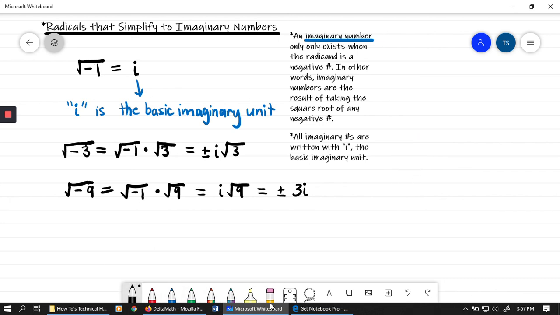Alright, let's look at possibly one more thing here. Really, you've seen one of them, you've really seen all of them. But let's look at something else. Let's do something like the square root of -40.